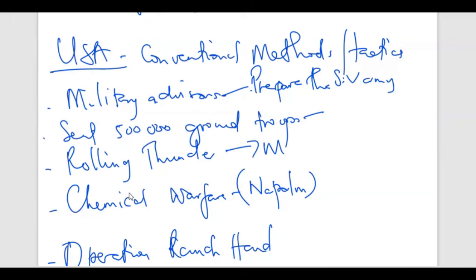Rolling Thunder, this was a mass bombing technique. Mass bombing in the sense that it is argued, according to history, that the total number of bombs that were thrown during the Second World War were even less than the bombs that were thrown in Operation Rolling Thunder. It was a mass bombing campaign.